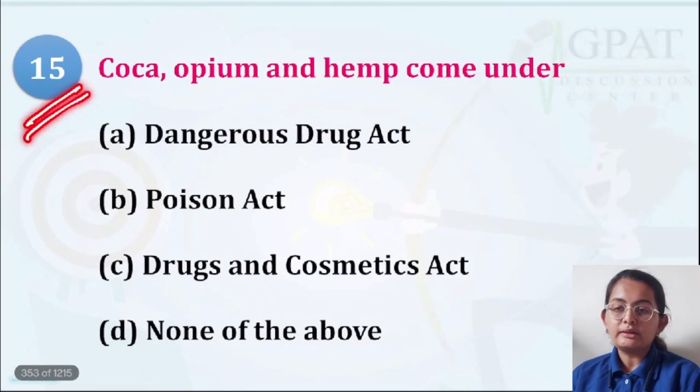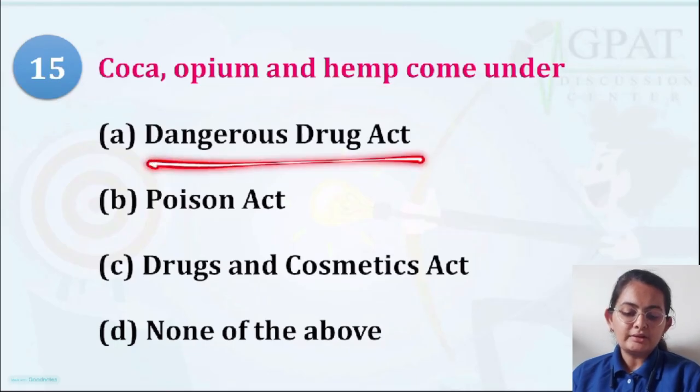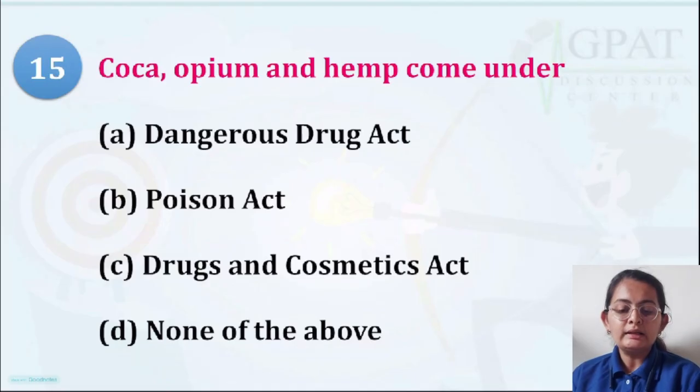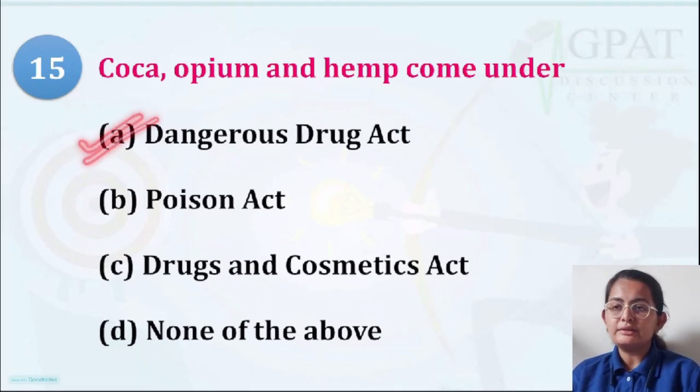Question number 15, what is it talking about? Coca, opium and hemp come under the Dangerous Drug Act, Poison Act, Drug and Cosmetic Act, or none of these. Simple. Coca, opium and hemp are all related to narcotics, and before the NDPS Act there was the Dangerous Drug Act, so they were covered under the Dangerous Drug Act.